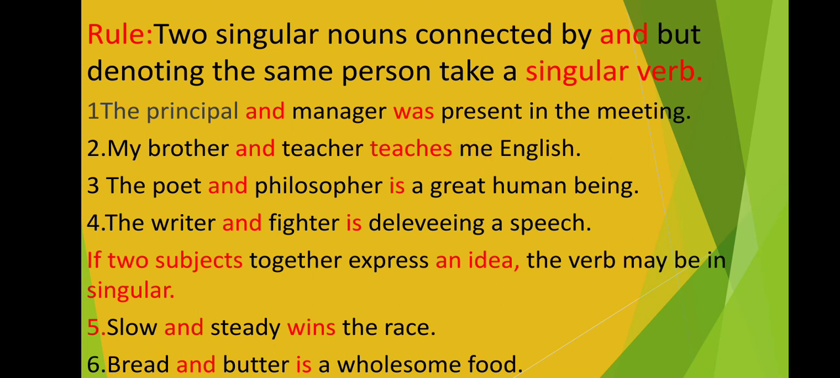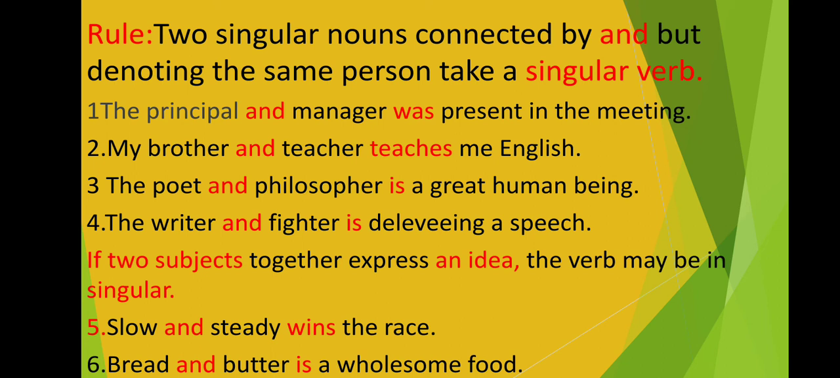The poet and philosopher is a great human being. The poet and philosopher denotes the same person. That's why the singular verb is is used. And had it been the poet and the philosopher, the plural verb are should have been used. Let's proceed to the fourth one: the writer and fighter is delivering a speech. So here two singular nouns connected by and but denoting the same person take a singular verb, that is is.